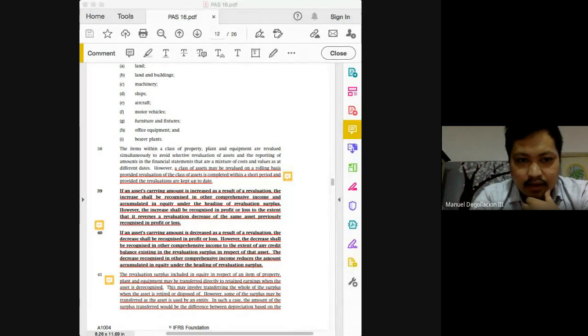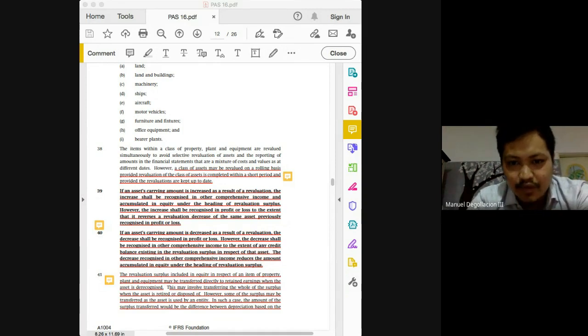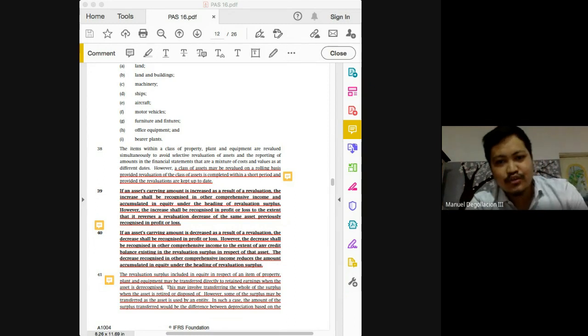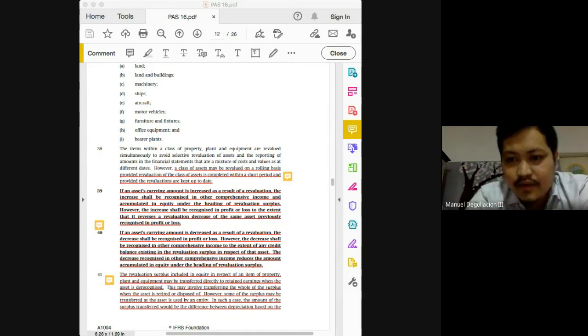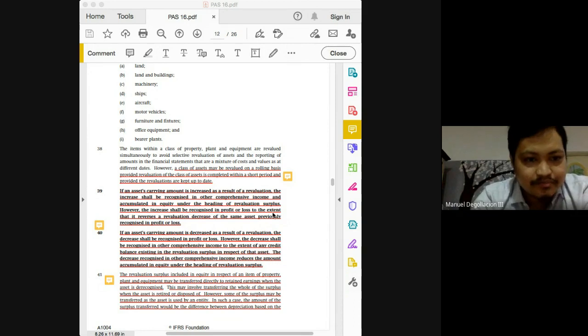However, a class of assets may be revalued on a rolling basis, provided the revaluation of the class of assets is completed within a short period and provided the revaluations are kept up to date. Rolling basis class meaning you revalue them by batches. Okay, the batches are revalued in different dates or periods.